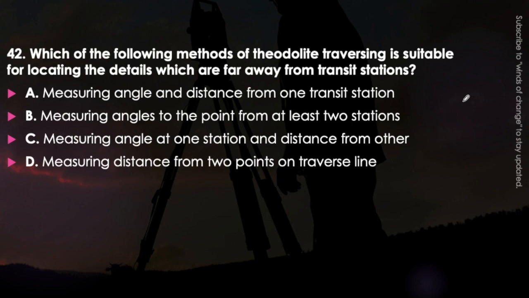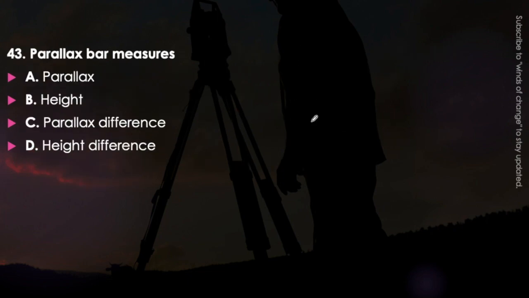So think about it. The answer will be option B, that is measuring the angles to the point from at least two stations. Okay, because theodolites are mainly used for the sake of the angles only. So from the angles from 2 points, we will find out the exact location of that point. Okay, so moving on to next question.